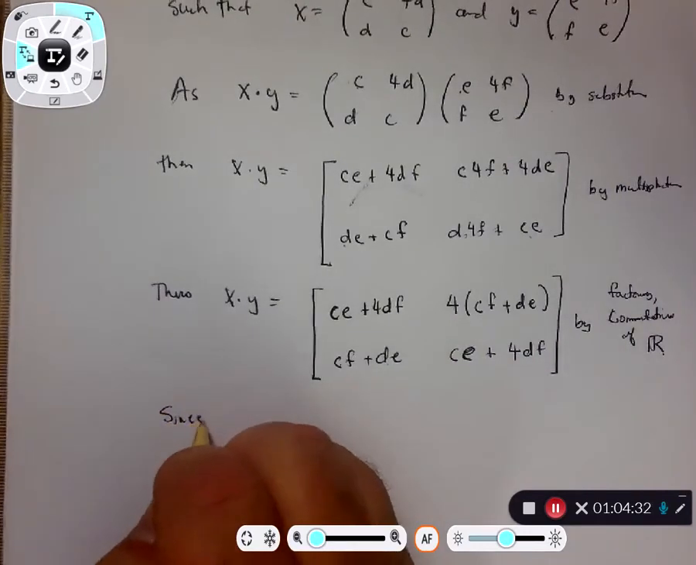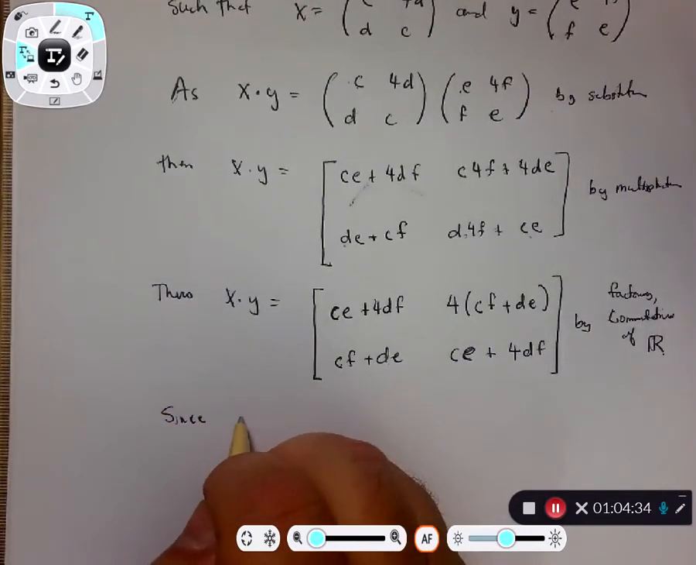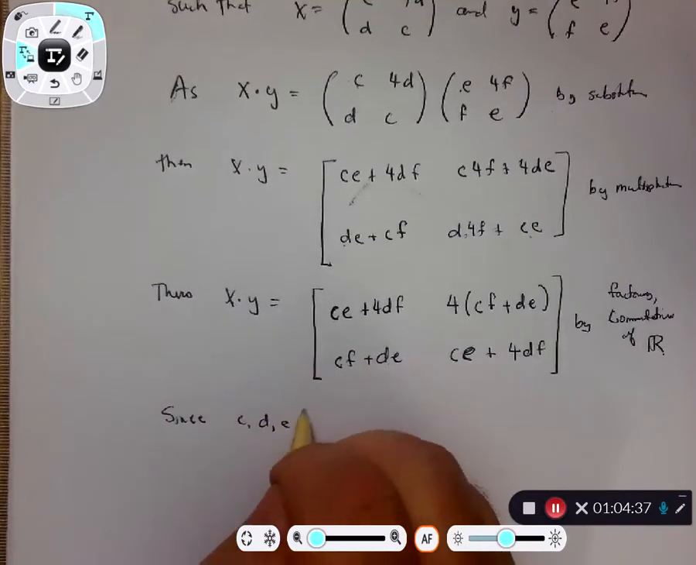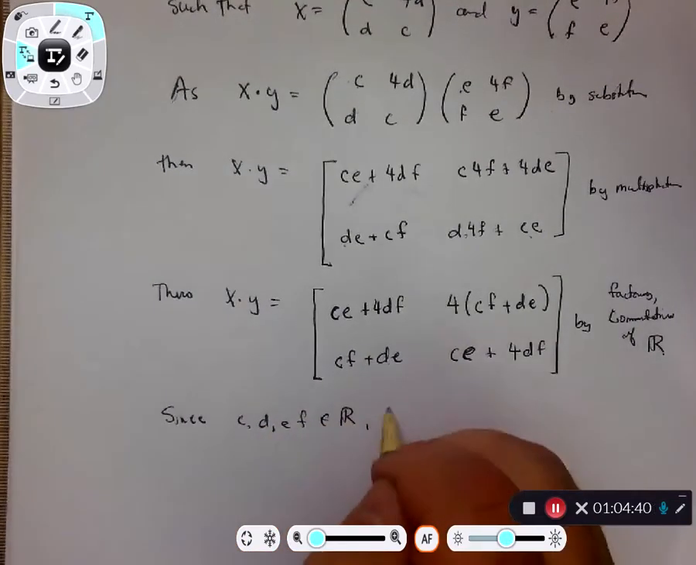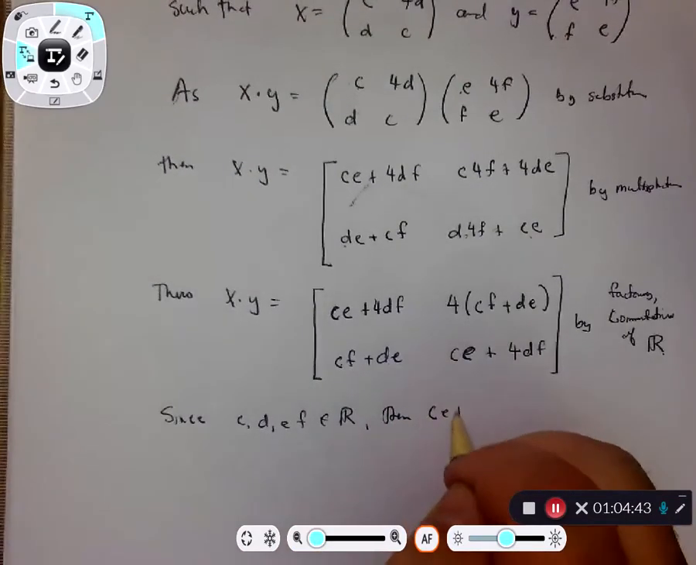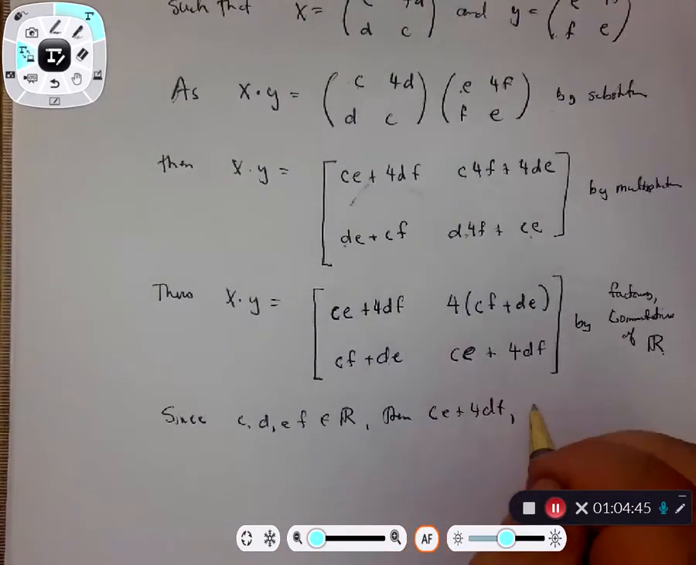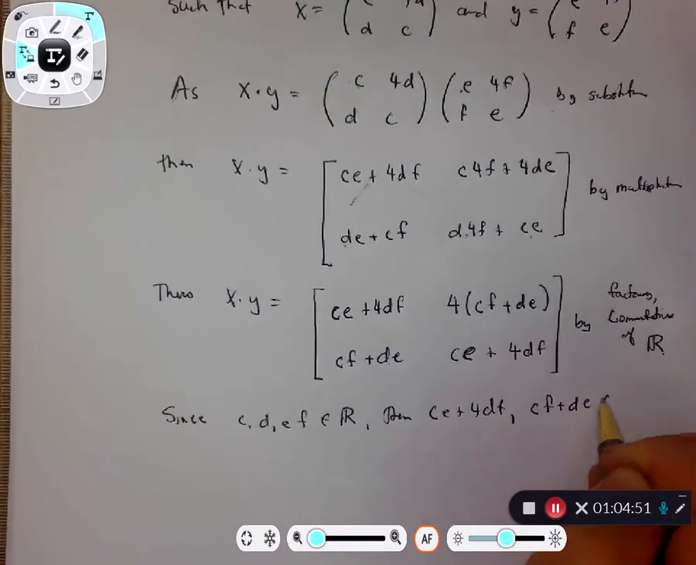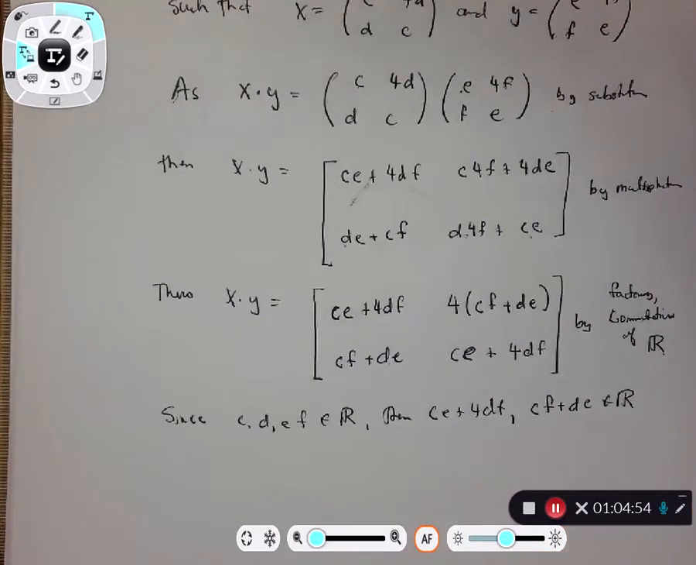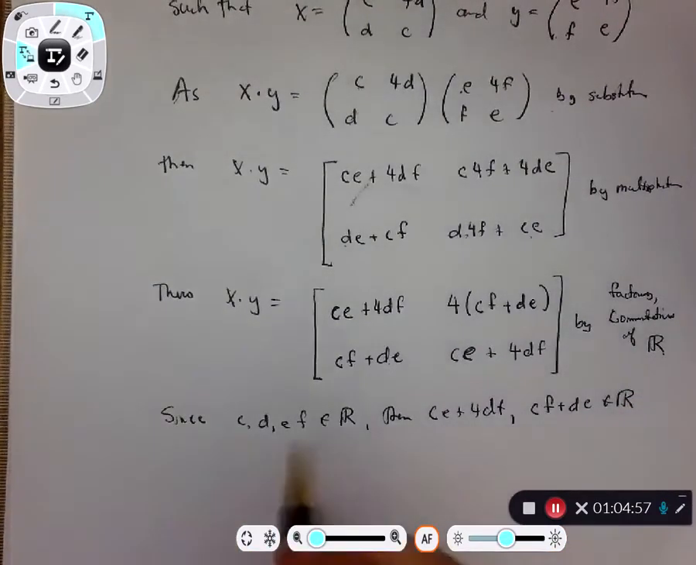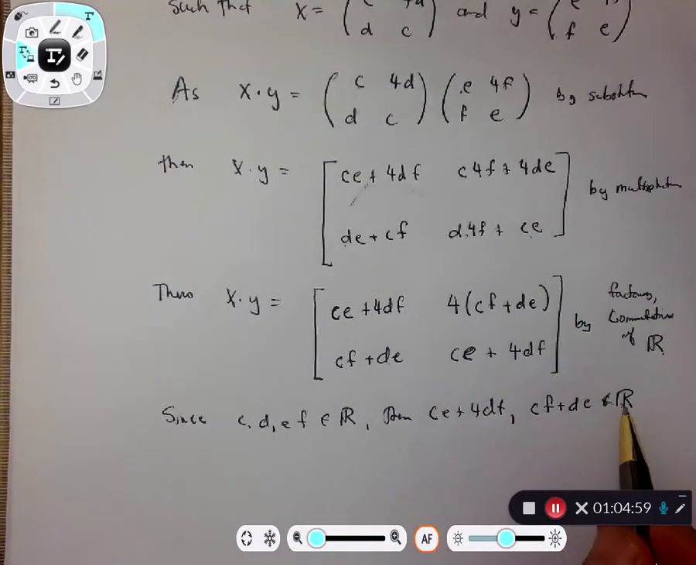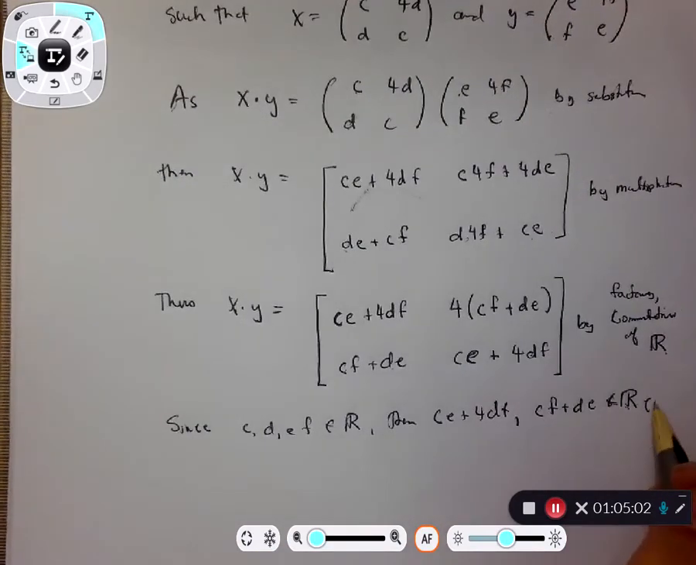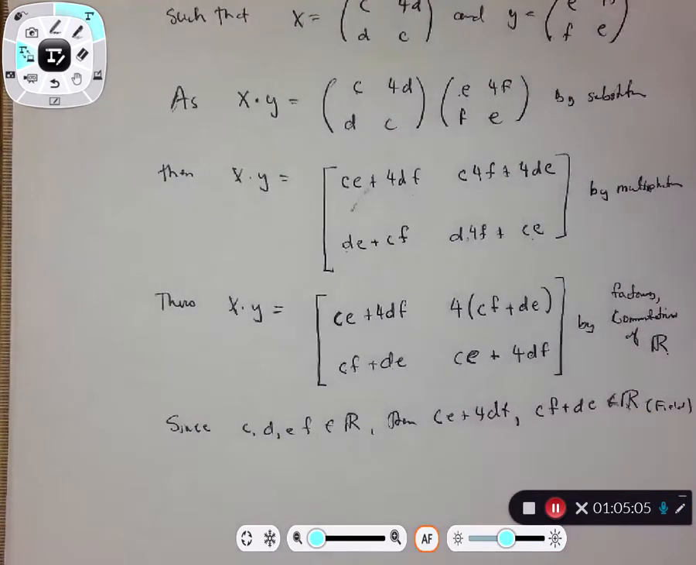Since C, D, E, and F are real numbers, then CE plus 4DF and CF plus DE are real numbers, right? Okay, and that's a property of real numbers being a ring. It's actually a field. You just put parentheses field there. So the sums and products of elements of a field are still elements of the field, because the field is a ring. So there you go.